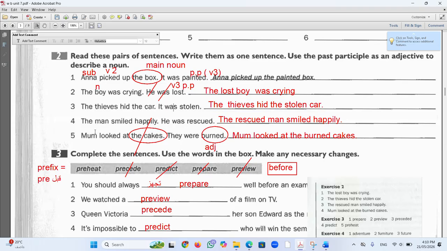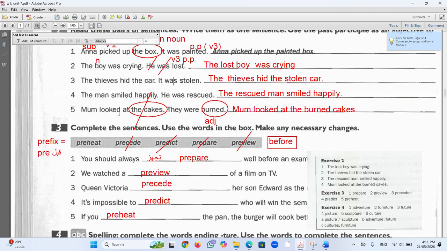Okay, the man smiled happily. He was rescued. The man is the noun. Rescued is the adjective for the word man. So the rescued man smiled happily, because the word rescued is an adjective for the word man. Next, Mom looked at the cakes. They were burned. Mom looked at the burned cakes. Burned is an adjective for the word cakes.